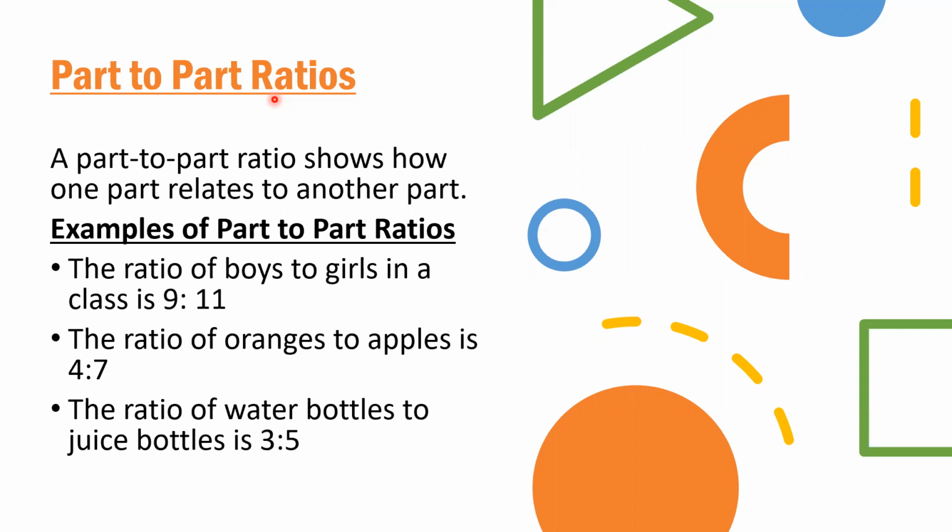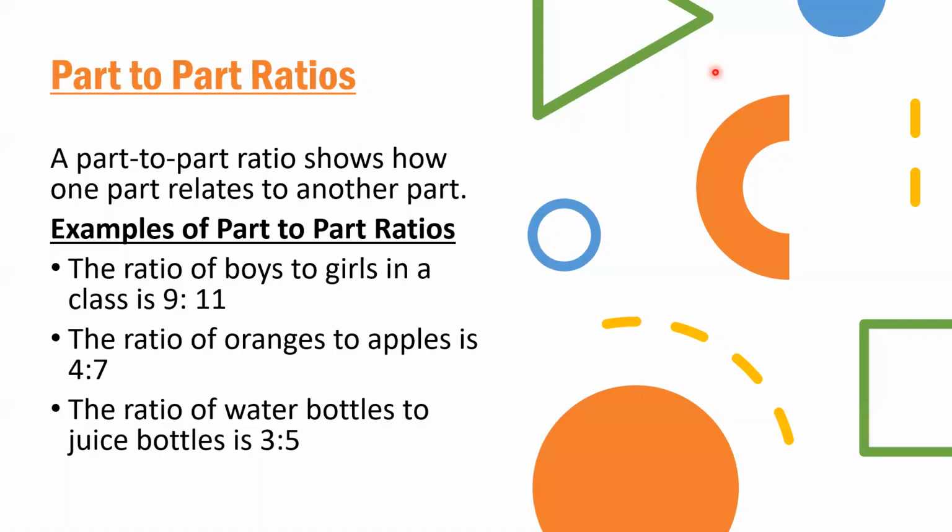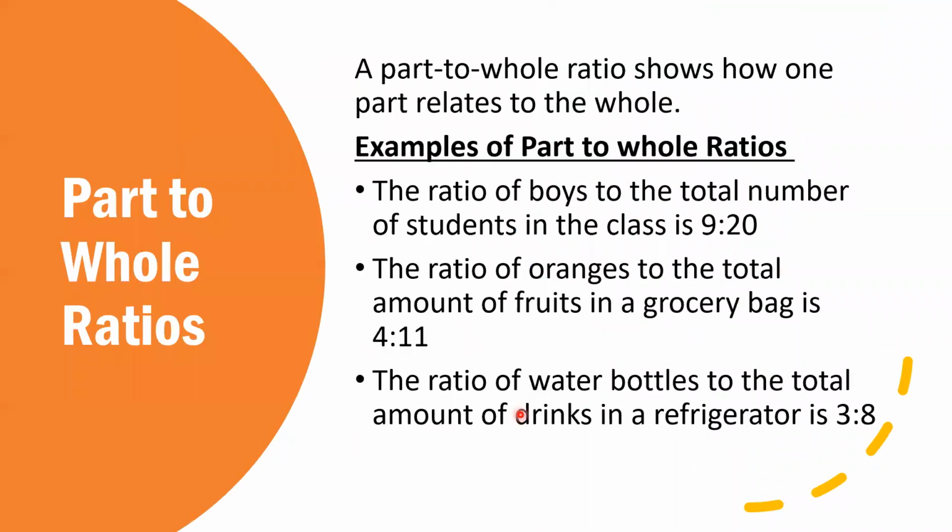All right. So let's look at part to whole. So that's part to part ratio. Now let's look at another type of ratio, which is part to whole. So a part to whole ratio is exactly what it says by definition, or exactly what it means.